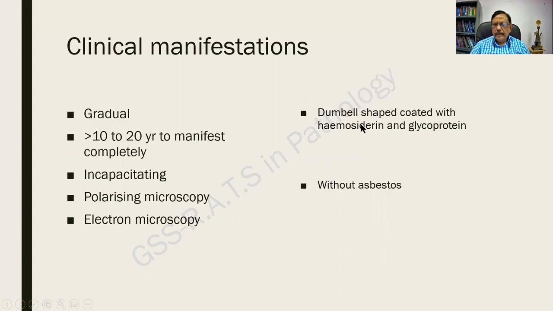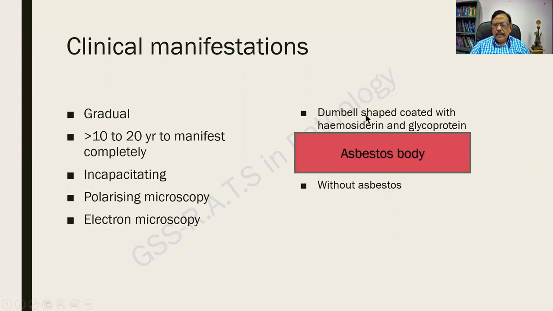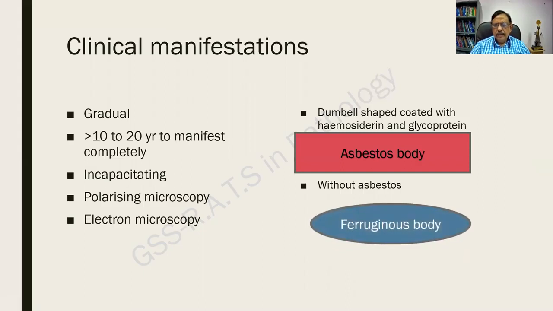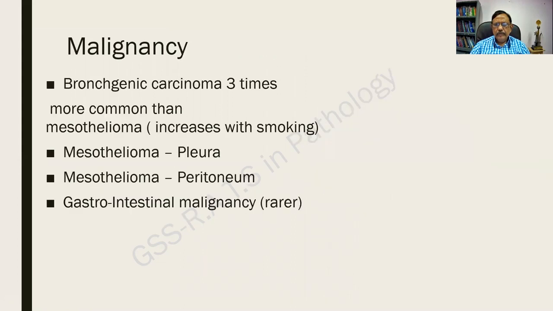And this is what we see. When we find dumbbell coated structures along with hemosiderin pigmentation, then we call it an asbestos body. Asbestos along with hemosiderin. Without asbestos, it is called a ferruginous body. Ferruginous body is only iron. And the malignancies that can be caused are bronchogenic carcinoma, 3 times more common than mesothelioma. And mesothelioma itself can be in the pleura, in the peritoneum, or very rarely you find that asbestos can lead to gastrointestinal malignancy because of ingestion probably. So remember these malignancies.